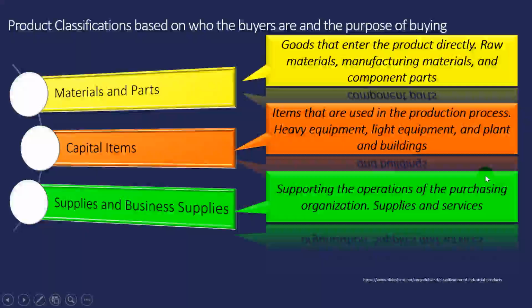The next one we have is supplies and business supplies. What are they? They support the operations of the purchasing organizations. Sometimes after having materials and capital items, we need some support, like supplies and also services.